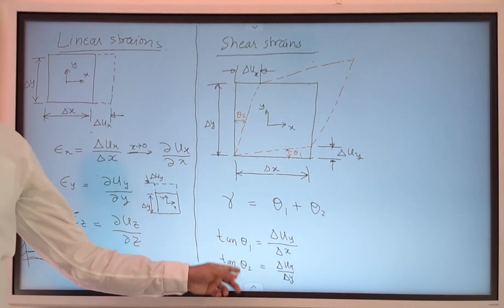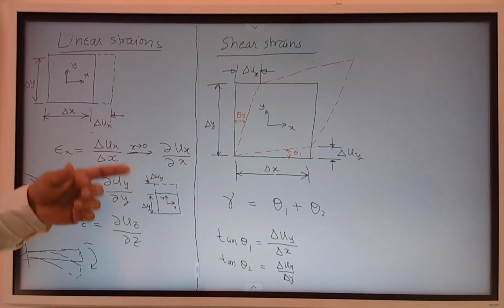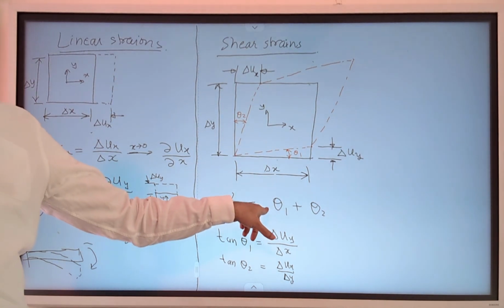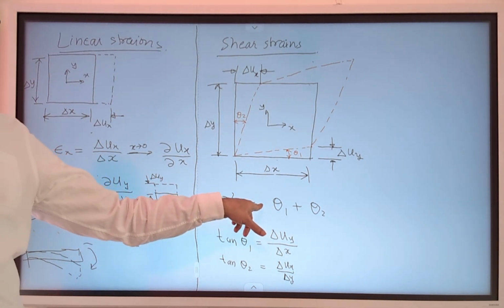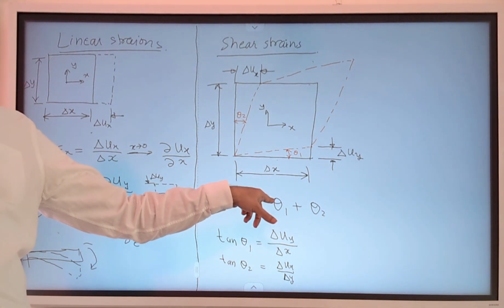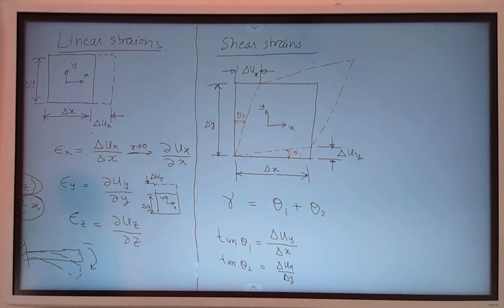Okay, so at this stage we got the tangent of these angles. We did not get the actual angles which are required for our strain definition. So does anybody know what is the approximation between tan theta 1 and theta 1? Under some circumstances you can relate theta 1 and tan of theta 1.